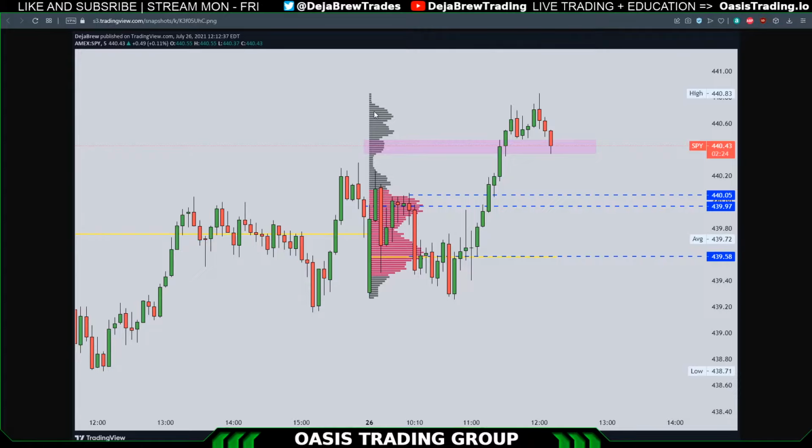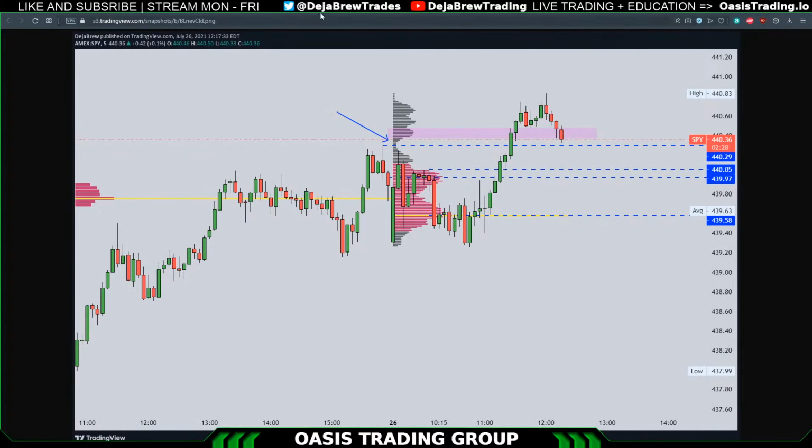So you had that single print come in, and now we came back to retest that initial value when we broke out. Okay, so this is the support that it needs to hold if it wants to go higher. Let's see what it did from here.